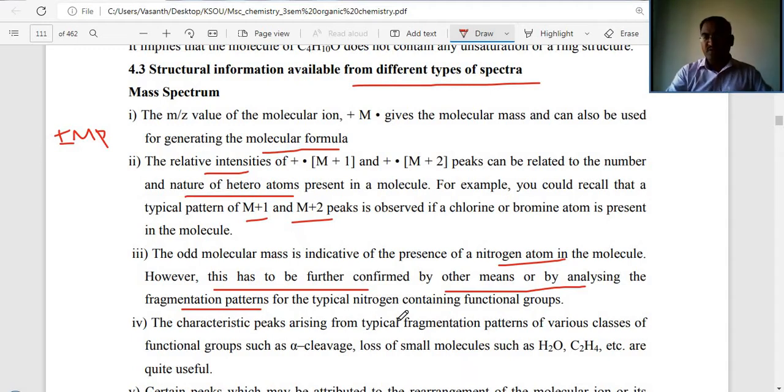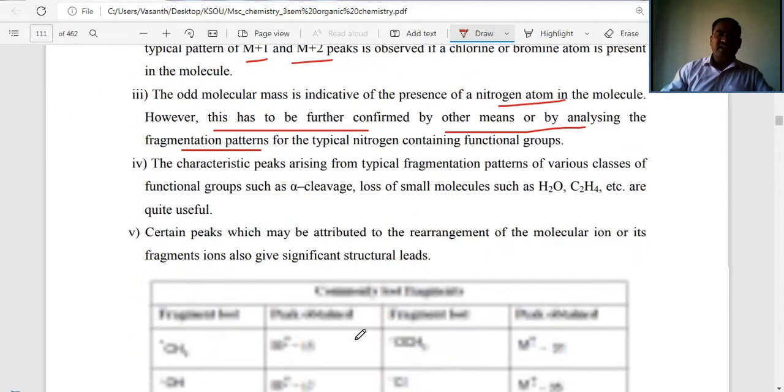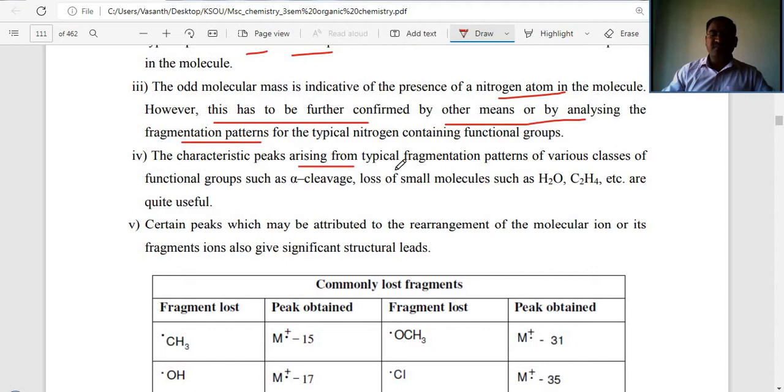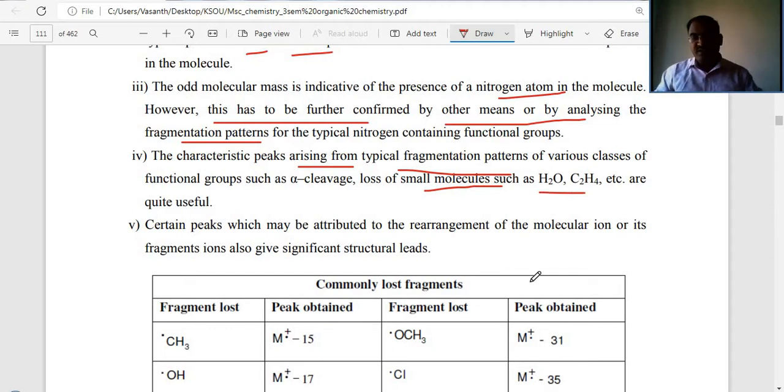containing functional groups. The characteristic peaks arising from typical fragmentation patterns of various classes of functional groups, such as alpha cleavage, loss of small molecules like H2O, C2H2, etc., are quite useful. Certain peaks which may be attributed to the rearrangement of the molecular ions or its fragment ions also give significant structural leads.